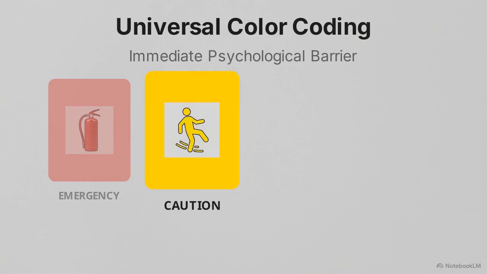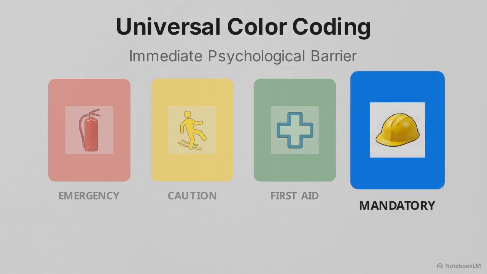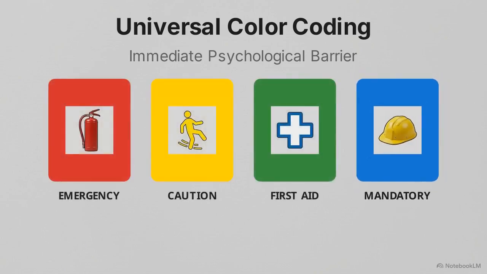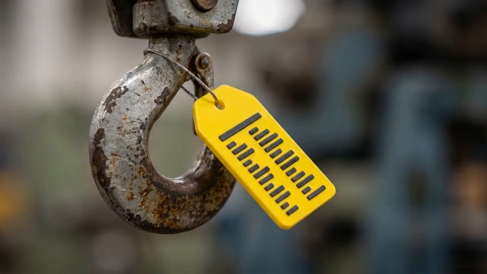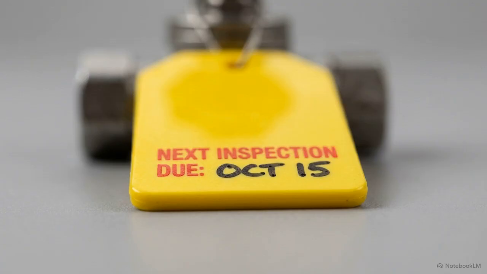Yellow flags caution zones and immediate physical environmental hazards. The compliance spectrum uses green to indicate first aid stations. Blue signals mandatory behavioral requirements, enforcing rules like strict hard hat zones. Moving from visual cues to mechanical limits brings us to the inspection tag. Attached directly to heavy equipment, this physical label records the inspector's name, confirms the machine's current status, and establishes a strictly enforced due date for the next evaluation.